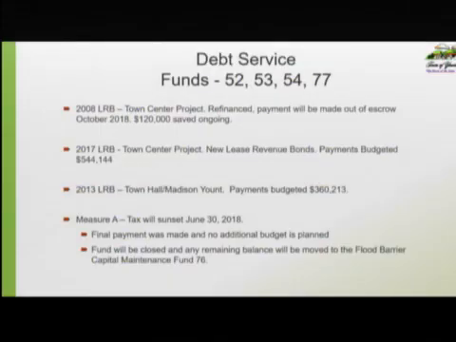So those we are no longer going to be reporting on. You'll see them for history purposes only. And then we've got the new bonds, which replaced the 2008 bonds, and we made 1 interest payment this year, and next year we're budgeting to pay $544,144. And then we've got the Town Hall Madison Yacht lease revenue bonds from 2013, and payments are budgeted at $313,000.